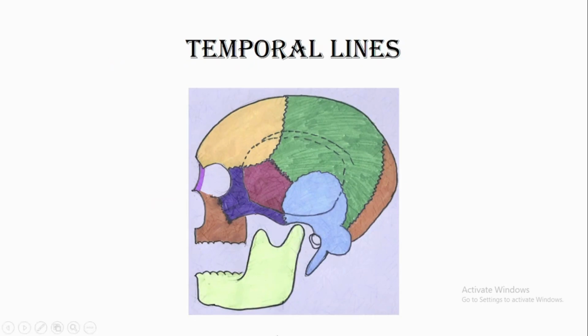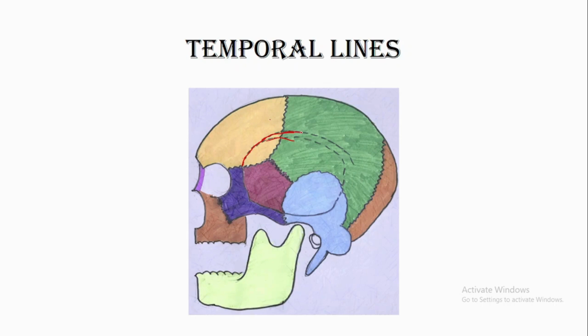Coming to features of norma lateralis. So first one is the temporal lines. We have already studied temporal lines in norma verticalis. Here we can see that the temporal lines start from the zygomatic process of frontal bone, then they cross the coronal suture, which is the suture present between frontal and the parietal bone.